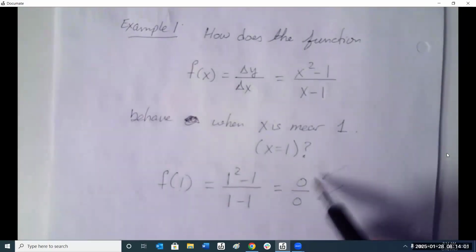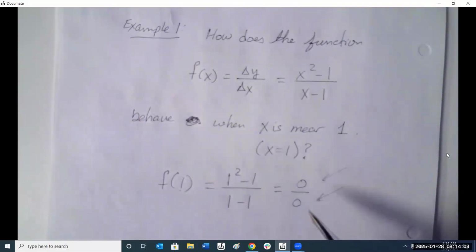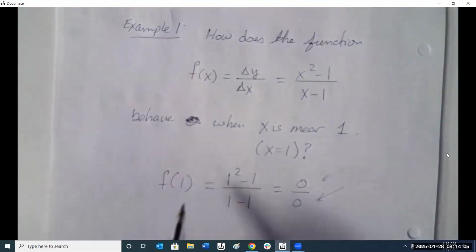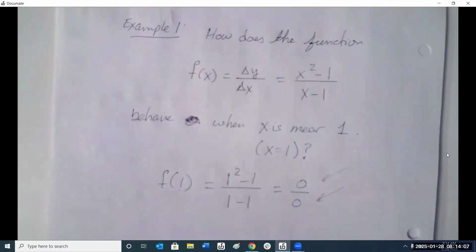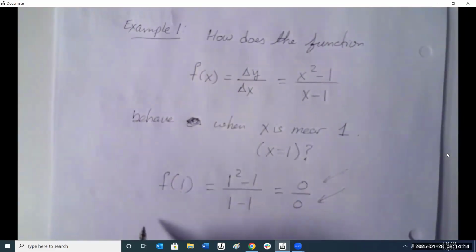Well, the final answer becomes undefined. But for both the top and bottom to be 0 when x equals 1, that means they have to share the same value at that point. So they have to share something. Let's look at what happens here.